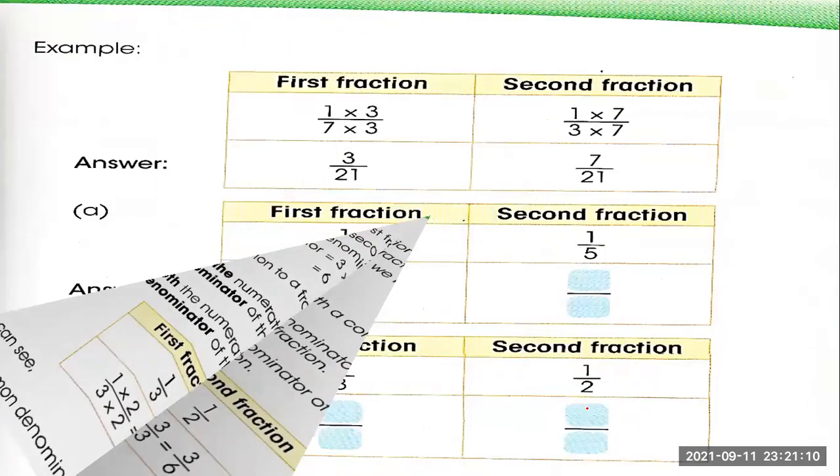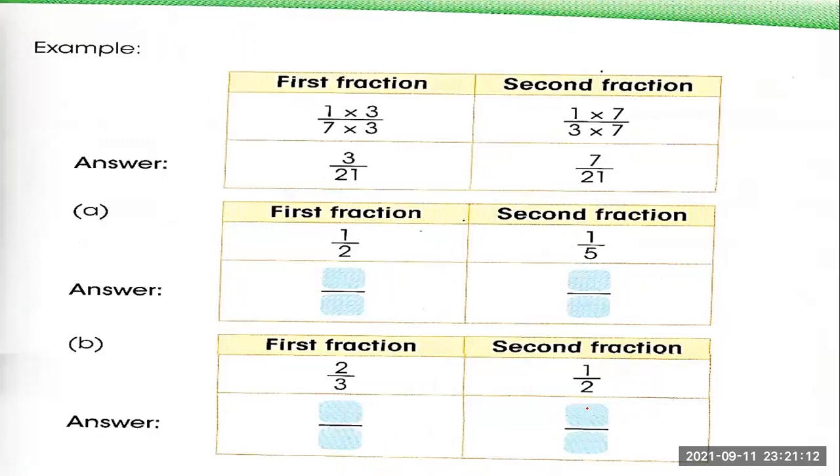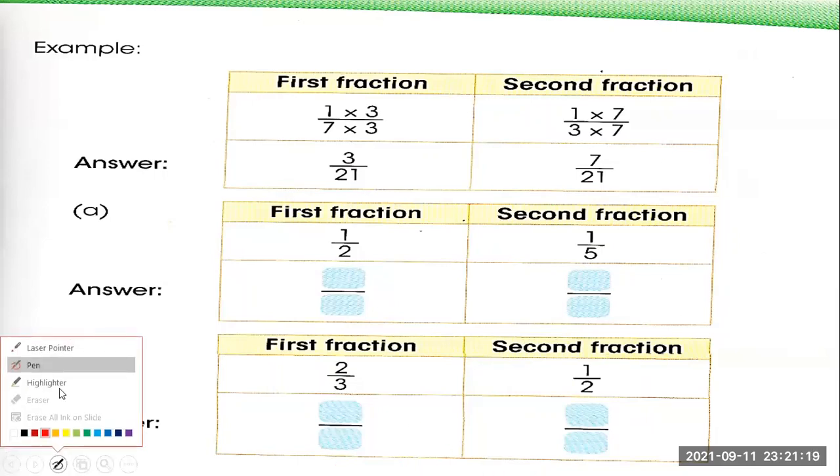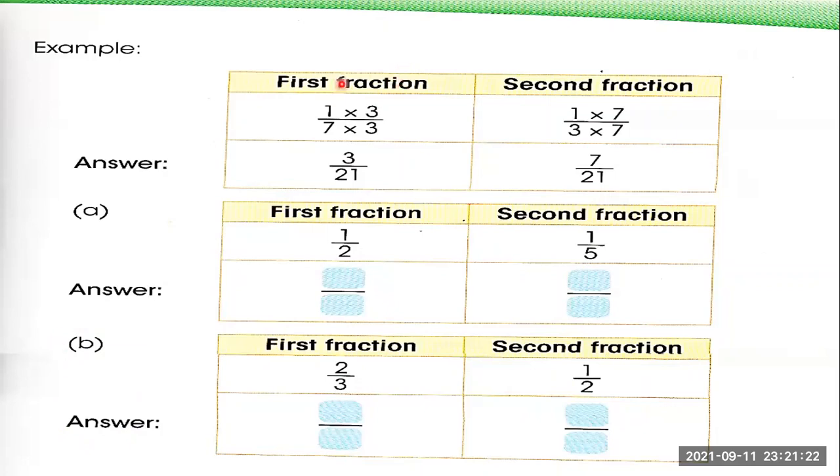Alright, good job. Now, this time, another example, we are going to swap. Okay, as you can see, let me swap the laser pointer. First fraction, we have here 1 times 3 and 7 times 3 is equal to 3 over 21. Now, here on the second fraction, we have 1 times 7. 3 times 7 is equal to 7 over 21.